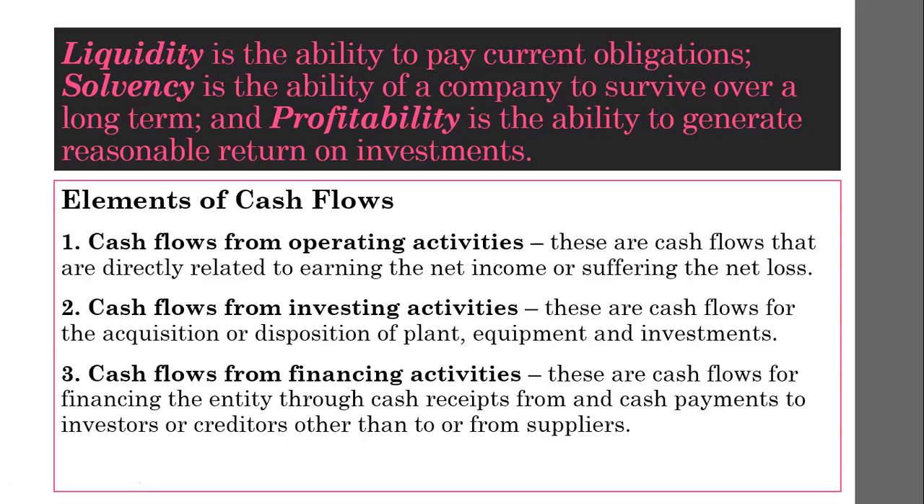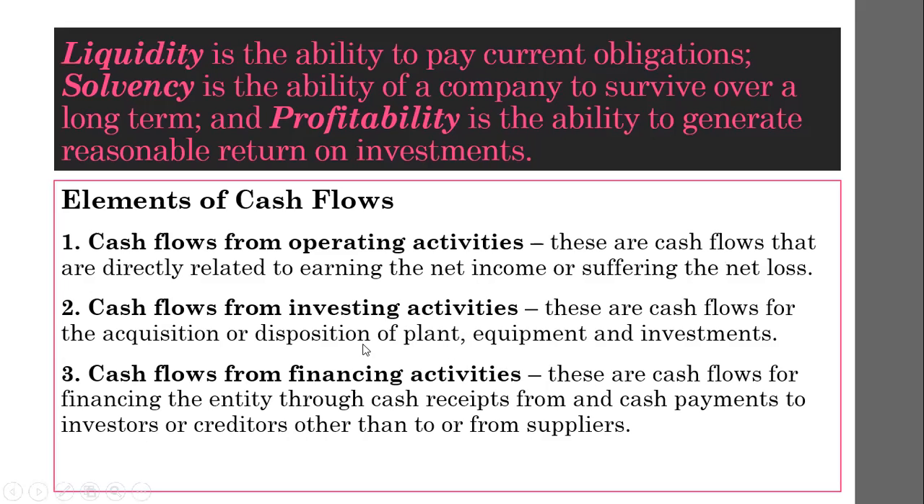Then, cash flows from investing activities. These are cash flows for the acquisition or disposition of plant, equipment, and investment. These are our assets. As mentioned, the cash flow relates to the balance sheet, right? We know the parts of the balance sheet: assets, liabilities, and owner's equity. In this part, investing activities, the different assets are mentioned, whether current or non-current.